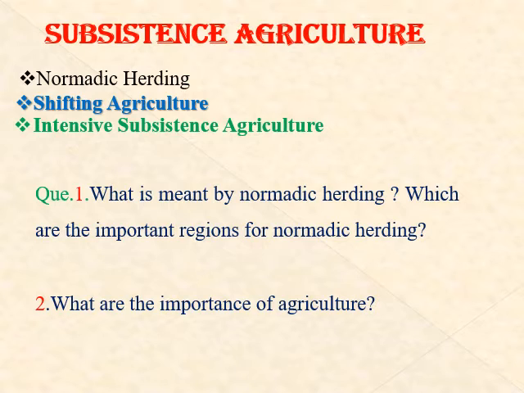Then third, intensive subsistence agriculture. This type of agriculture is characterized by high output per unit of land.